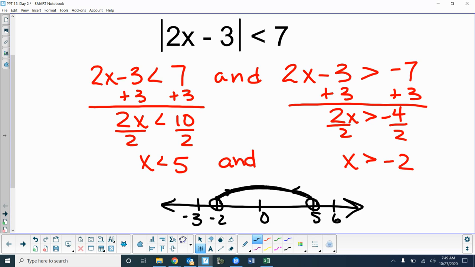The and ones are the ones that you look for what's common. So where they overlap. So from -2 to 5, everything in between works. Anything outside there, the 6 or the -3, any numbers on these ends, if I plug into the original problem, they won't work. So we just drew a picture of all the answers.